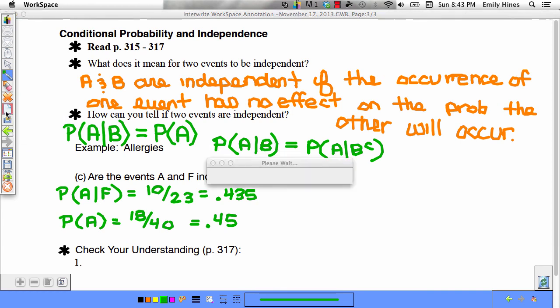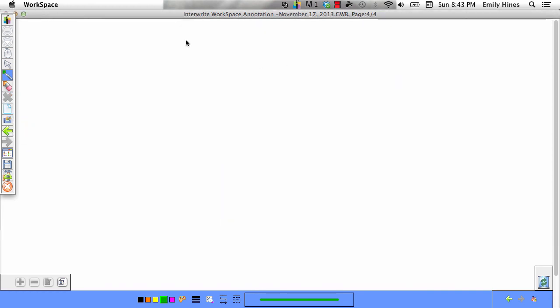Okay, let's go ahead and look at the check your understanding questions here. The check your understanding on page 317, go ahead and look at those questions. See if you can answer them and then check your answers with me. The answer to the first one would be independent. I already used playing cards as an example. Since I'm putting the card back, I'm not changing anything about the deck. So if there were 4 kings before, there are still 4 kings. So therefore, knowing what the first card was has no effect on what the second one would be.